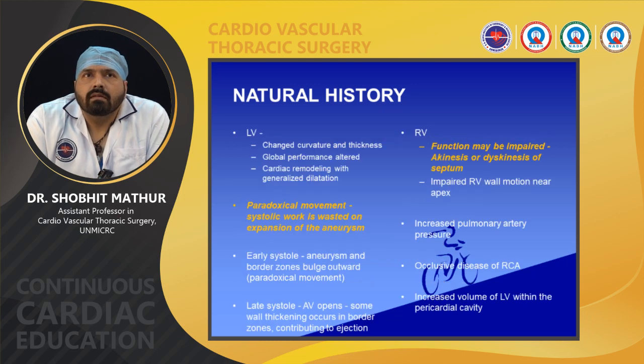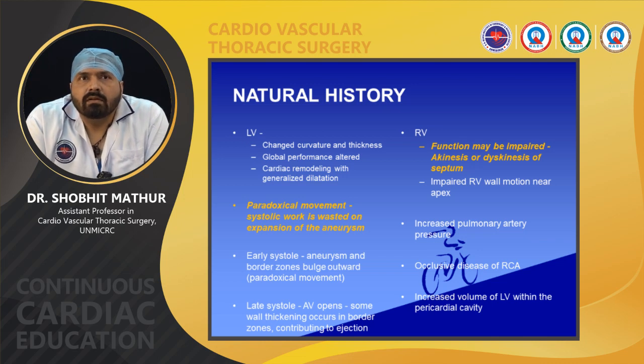The LV after an aneurysm will show changed curvature and thickness, decreased global performance, cardiac remodeling and generalized dilatation. Due to paradoxical movement, most of the systolic work is wasted on the expansion of the aneurysm, and this is basically the cause of the heart failure. In early systole, the aneurysm and border zone bulge outwards: paradoxical movement.